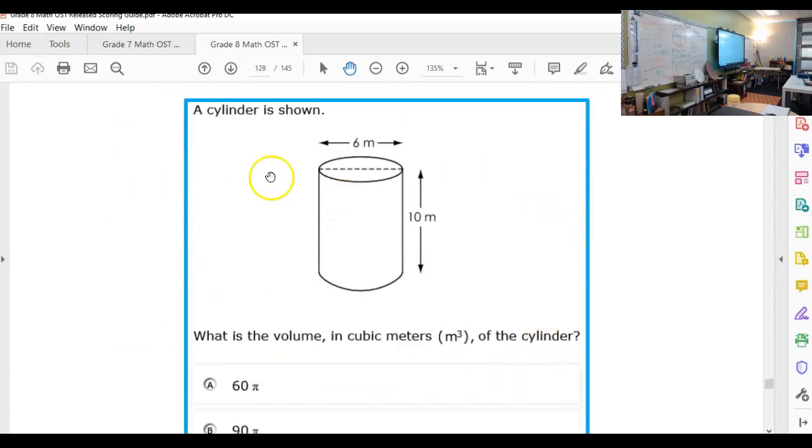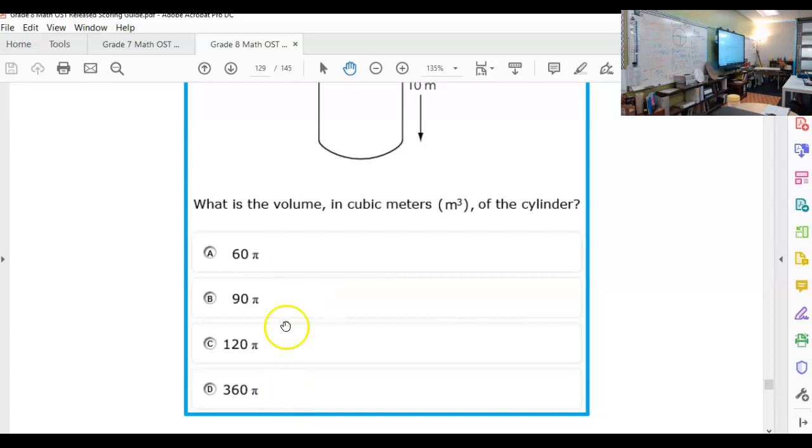Volume of cylinders, right? Like big B times height. So find the area of that base and multiply by the height. They're working in terms of pi. So do not multiply by 3.14. Leave it in terms of pi, right? If they still have pi, they did not multiply by 3.14.